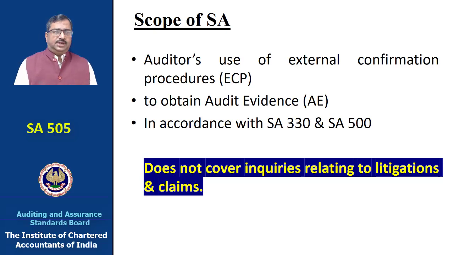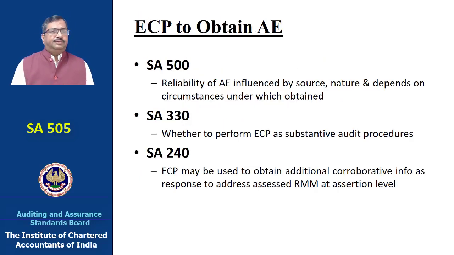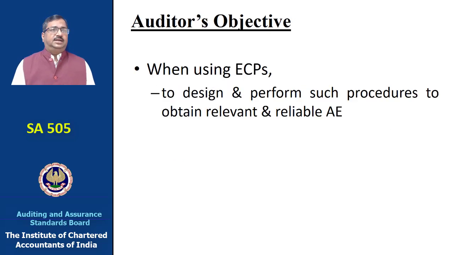The scope of the standard is that the auditor uses the external confirmation procedure and obtains audit evidence through it, of course in accordance with SA 330 and SA 500, but it does not cover inquiries relating to litigation or claims. These are a few standards which we also refer to while dealing with this standard.